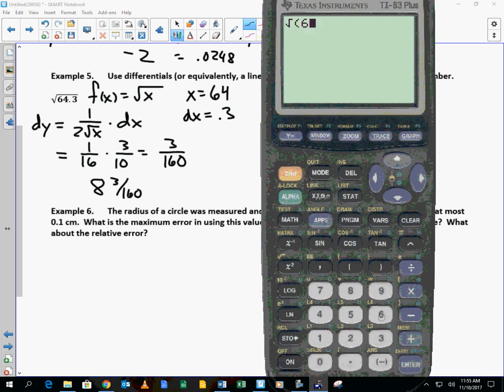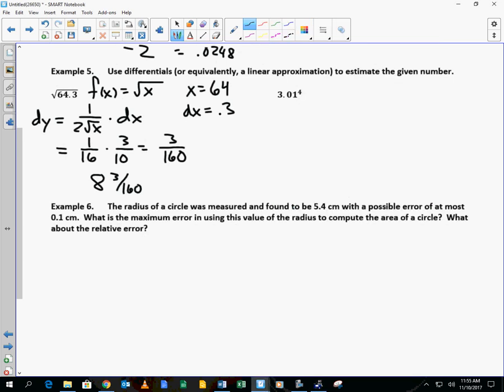The square root of 64.3, I get 8.0187. If I do 8 plus 3 divided by 160, pretty close, huh? So again, using approximations is a helpful piece.